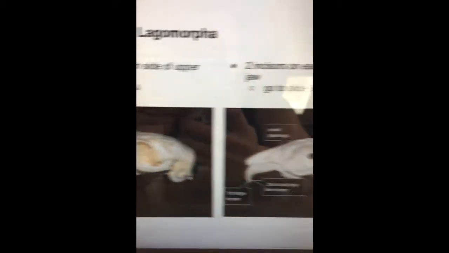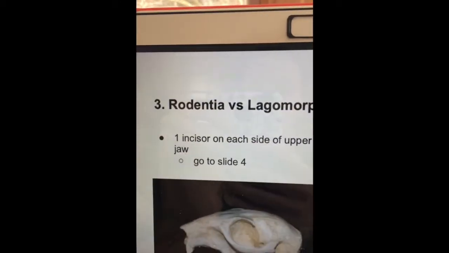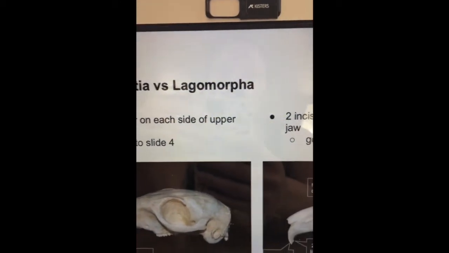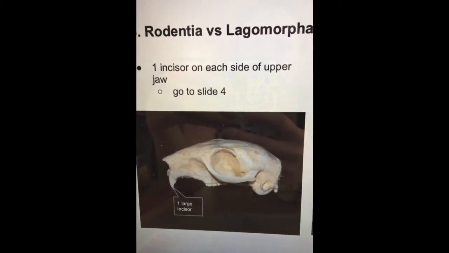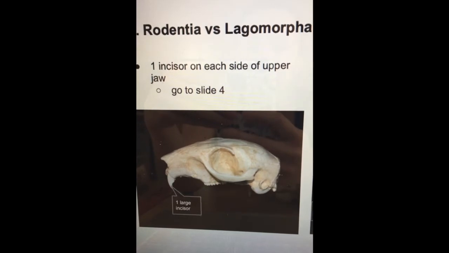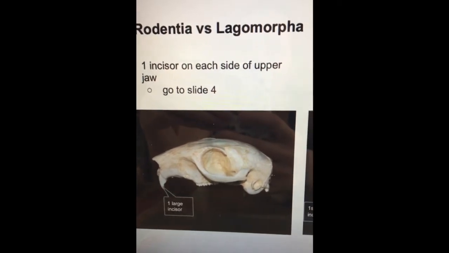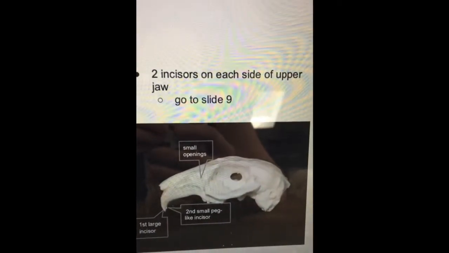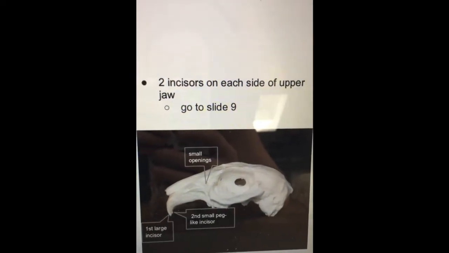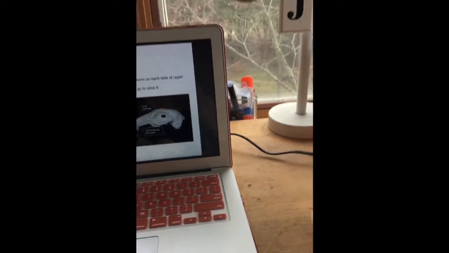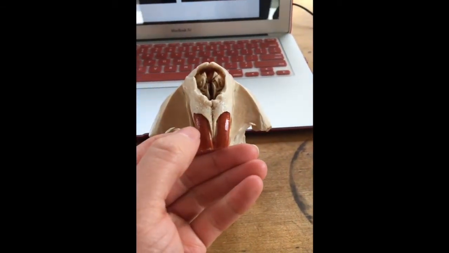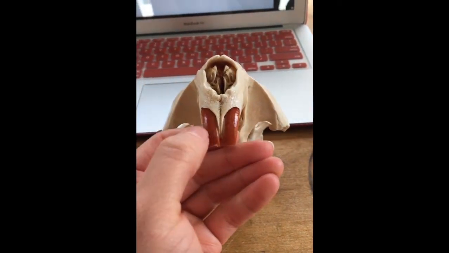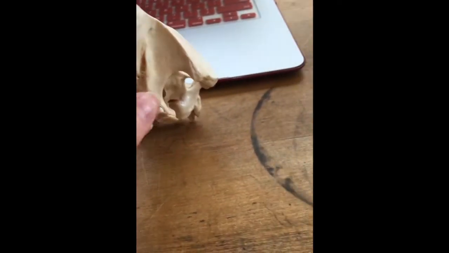So now we either have a rodent or Lagomorpha, which is a rabbit. It is asking us, is there one incisor on each side of the upper jaw, or are there 2 incisors on each side of the upper jaw? The way that this key works is it essentially divides the skull in half. Is there 1 incisor on each half, or are there 2?